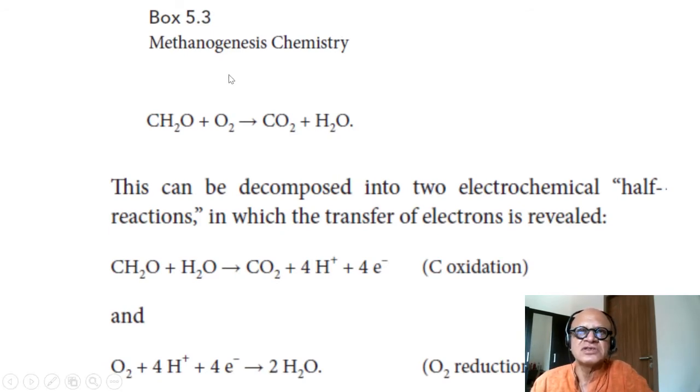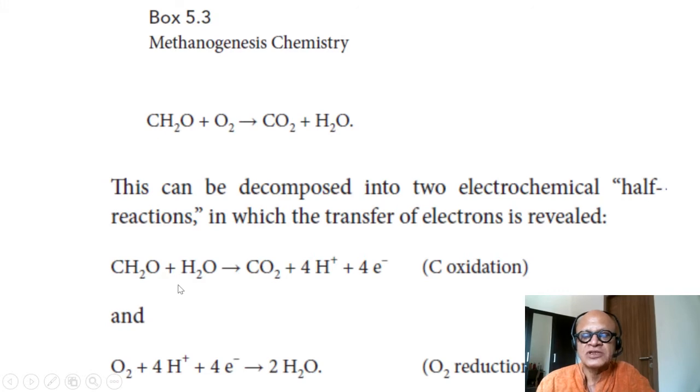Methanogenesis chemistry gives us some ideas about where it's being produced. Typically, of course, aerobic respiration gives us CH2O plus O2, so carbohydrates and sugars can be burned into carbon dioxide and water, which is mostly what we do, and other species which have the enzymes to break down these things do. This can be decomposed further into two electrochemical half reactions, in which the transfer of electrons is revealed, which is always the key part of any reaction.